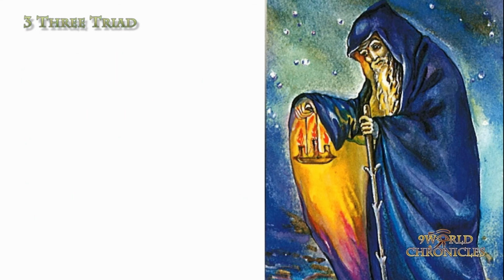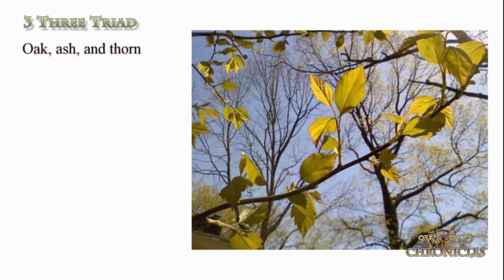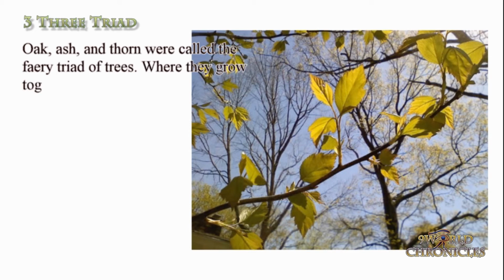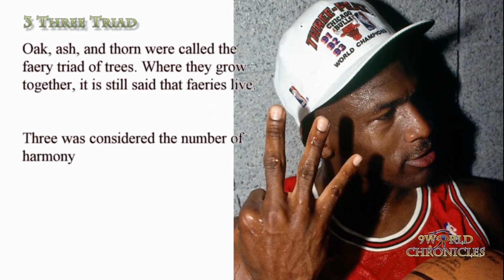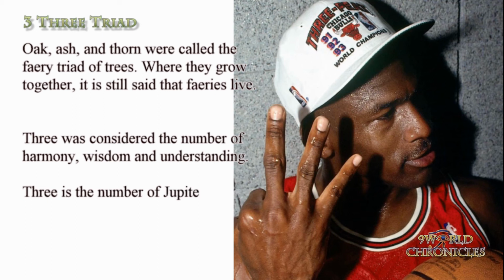And the oak, the ash, and the thorn trees were called the fairy triad of trees. And where these 3 grow together, it is said that fairies will always live. 3 has long been considered a number of harmony, wisdom, and understanding. 3 is the number of the planet Jupiter, and 3 is said to be lucky for the Sagittarius.